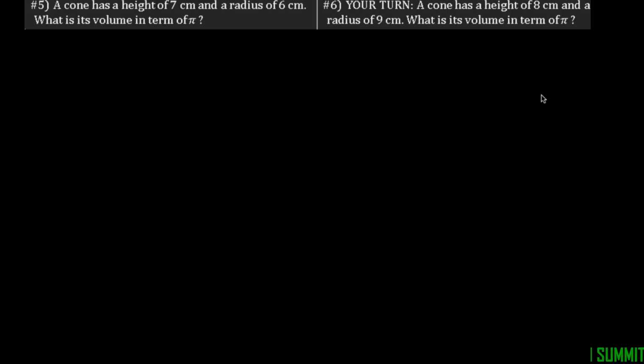Moving on to number 5, it says a cone has a height of 7 centimeters and a radius of 6 centimeters. What is the volume in terms of pi? So I'm going to say my area of the base, because it's a circular base, B equals pi times the radius squared, which is going to be 6 squared. So that's equal to 36 pi for the area of the base.